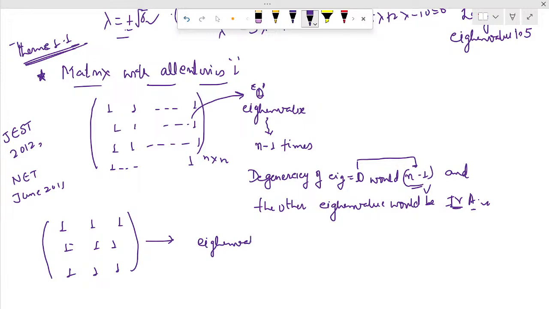So from the above concept, you know that there would be 3 eigenvalues. The eigenvalue 0 would be repeated n minus 1 times; this is 3 cross 3, so it will be repeated 2 times. And the other eigenvalue would be simply the trace of the matrix, which is 3.